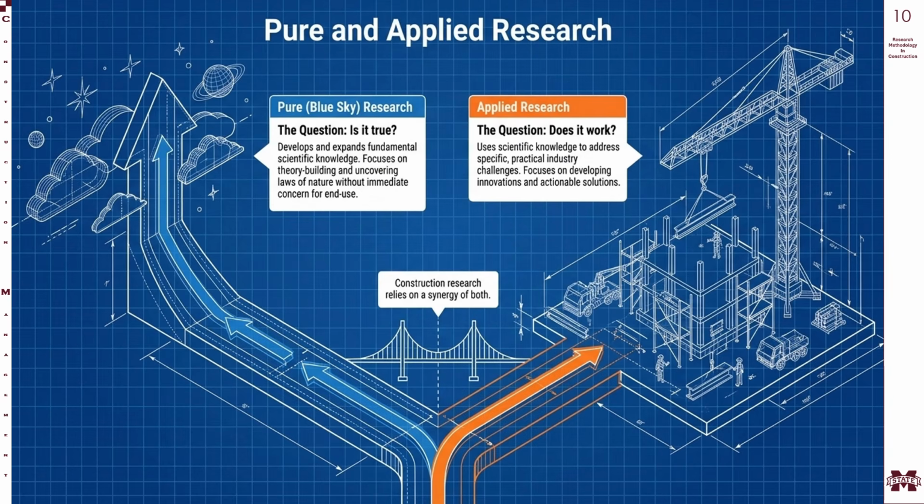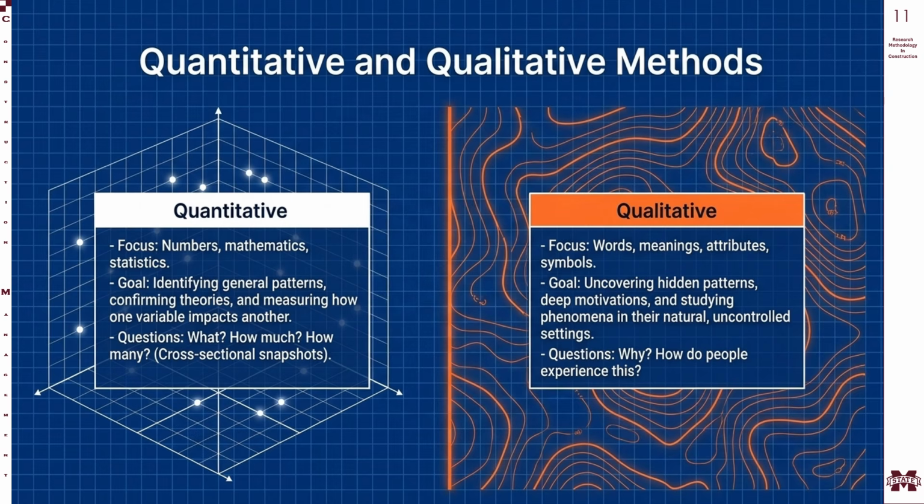This slide uses 2 metaphors here: quantitative research as the grid and qualitative research as the flow. Quantitative research is about numbers and statistics. It looks for general patterns and measures how much one variable is related to another. Questions often sound like how much, how many, or to what extent.